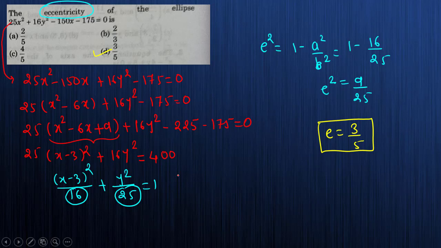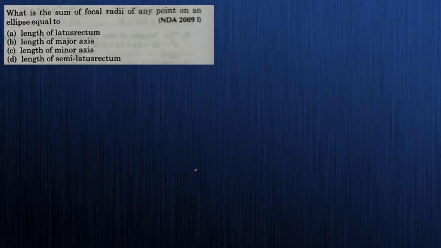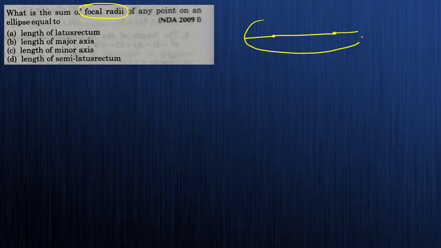Very good. Next, what is the sum of the focal radii of any point on an ellipse equal to? Now say focal radii or say focal distance, same thing. Okay, focal radii means it is the focal distance of an ellipse. Suppose this is our ellipse. This we have already seen in the previous question. So focal distance is always equal to what?